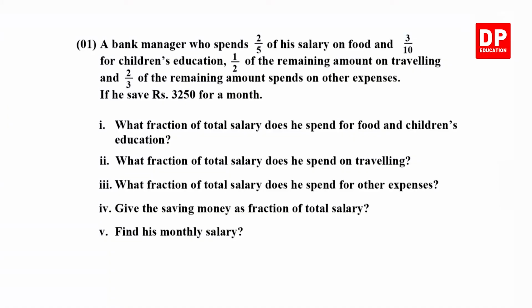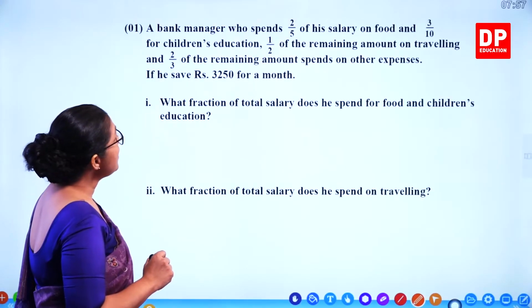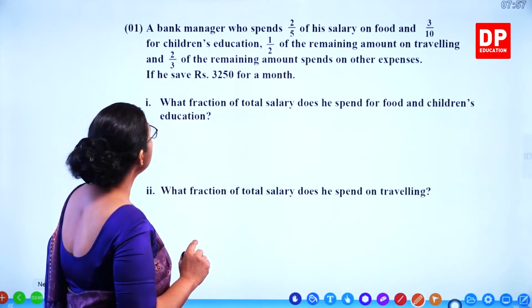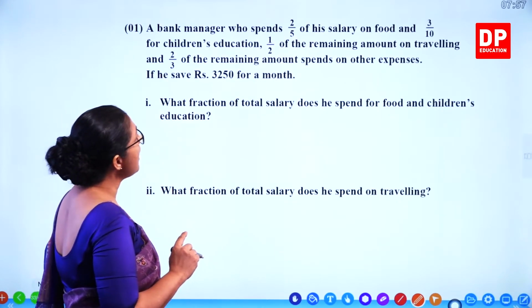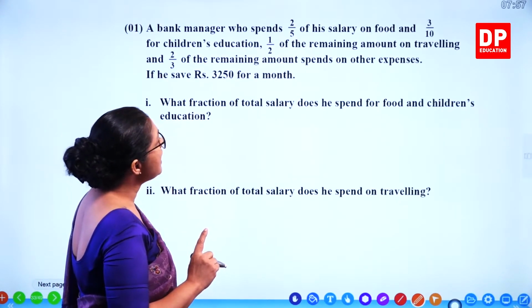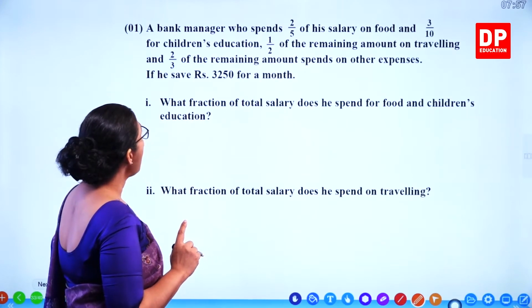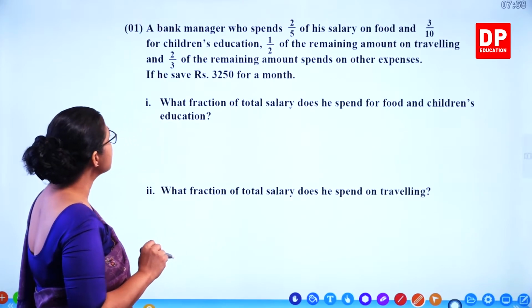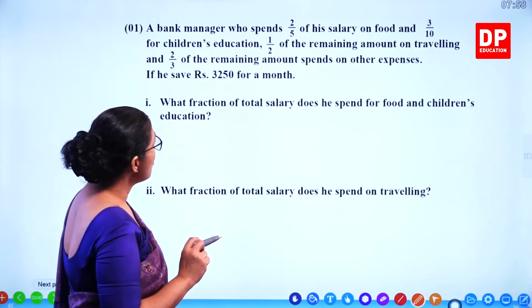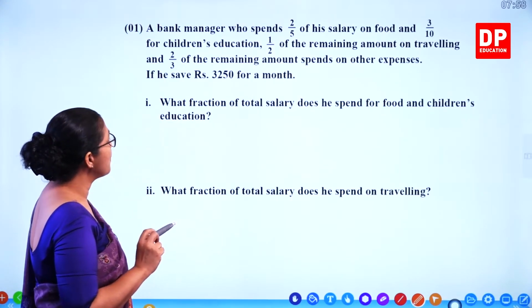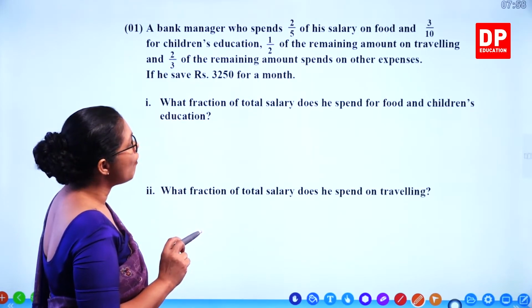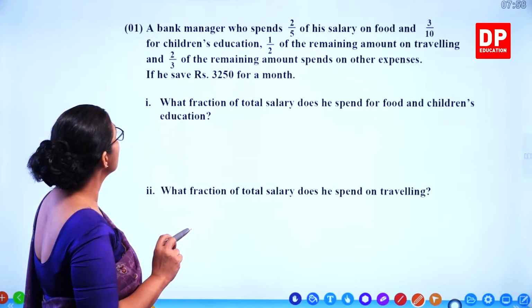Question number 1, you get 5 parts. A bank manager spends 2/5 of his salary on food and 3/10 for children's education, half of the remaining amount on traveling, and 2/3 of the remaining amount on other expenses. If he saves 3,250 for a month, what fraction of total salary does he spend for food and children's education?